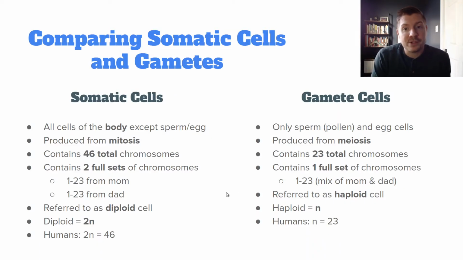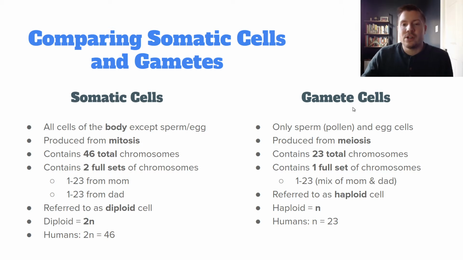So here we compare the two types of cells. Somatic cells, remember we said, are body cells, except for sperm and egg. So this is almost every cell in the body besides sperm and egg cells. In humans, we're going to have 46 chromosomes in these cells, two full sets, 23 from mom, 23 from dad. We call these diploid cells because they have two sets, di for diploid. And we abbreviate this as 2N, so two complete sets.